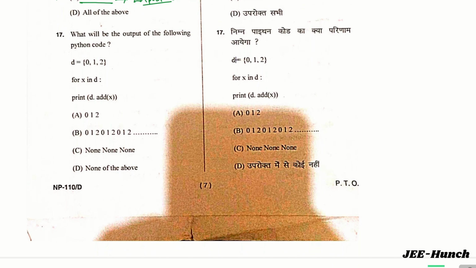Next, what will be the output of the following Python code? D is a set of three numbers 0, 1, 2. Find x in D. Find x in D. Print D dot add x. So your answer will be C.